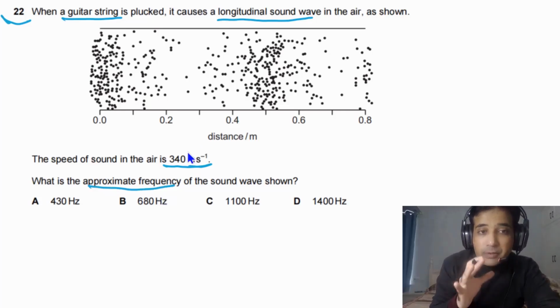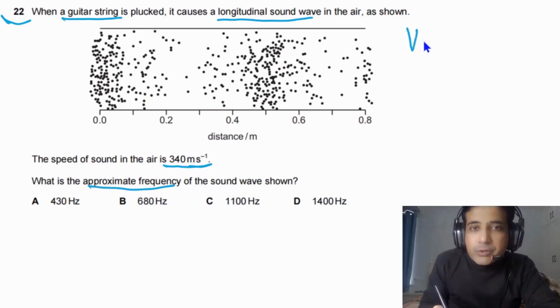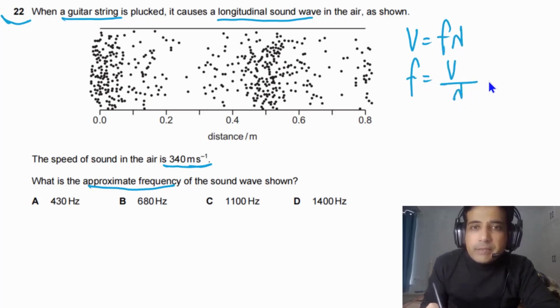So how can we find the frequency of sound waves? The speed of sound is given, so we simply need to use v = fλ. We need to find frequency, so f = v divided by λ, the wavelength. In this case we have the value of v, equal to 340. If we can find the value of lambda, then we can figure out the frequency.